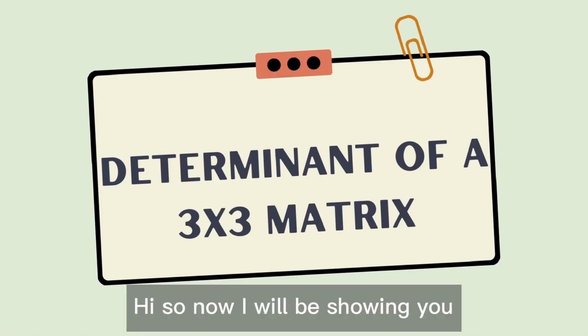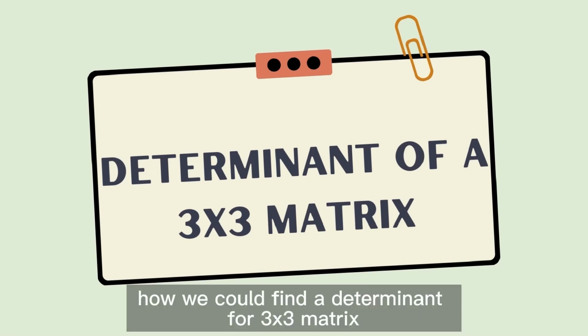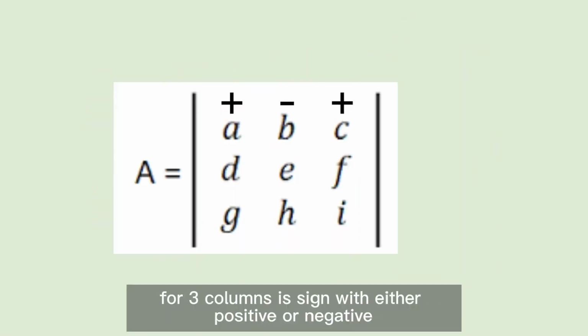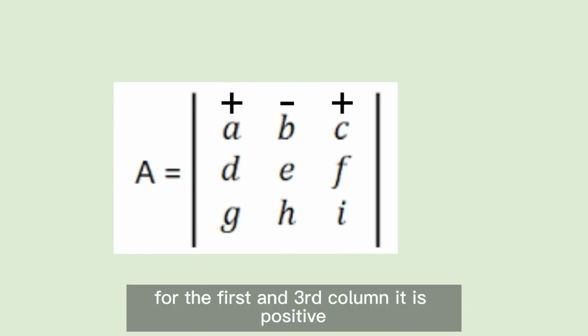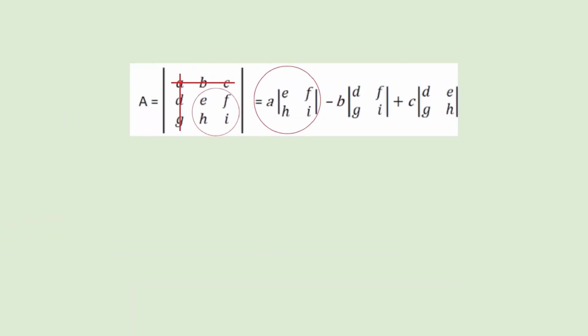Hi, so I will be showing you how we could find the determinant for a 3 by 3 matrix. We have to first understand that each of the 3 columns is assigned either positive or negative. For the first and third column, it is positive, while the second column is negative.